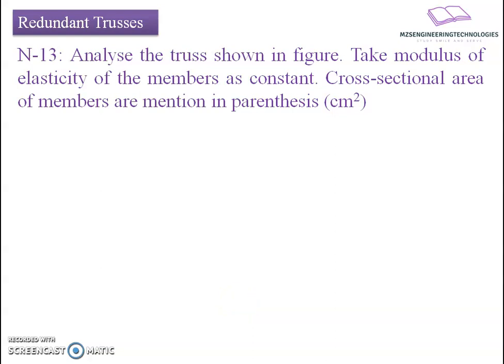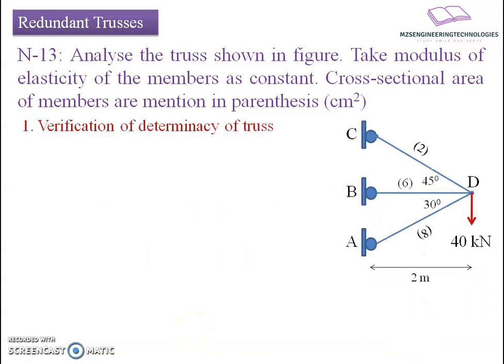Today we'll deal with numerical number 13, which has a statement: analyze the truss shown in figure. Take modulus of elasticity of member as a constant. Cross-sectional areas of the members are given in parentheses, in centimeter square.